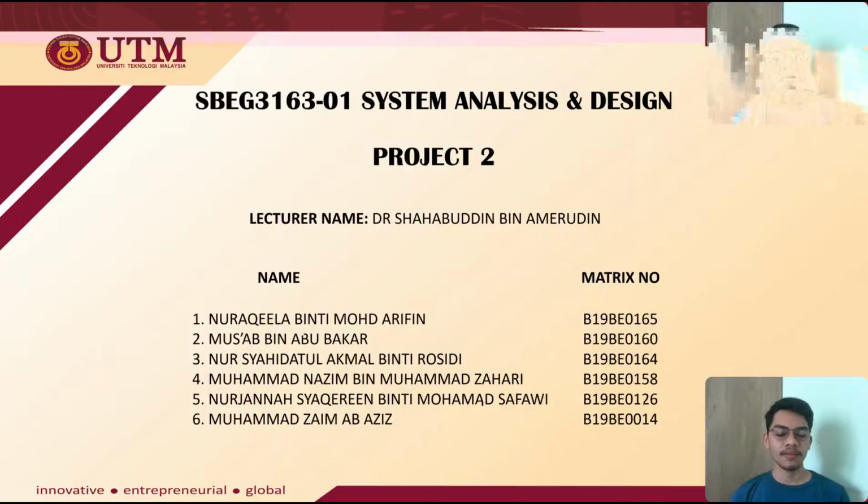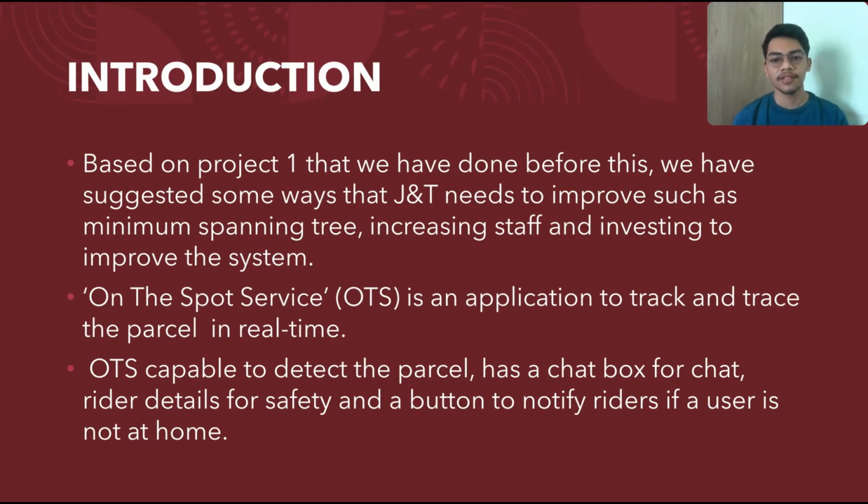Thank you. Based on Project 1 that we have done before, we suggested some ways that J&T needs to improve, such as minimum spend entry, increasing staff, and investing to improve the system. Based on our recommendation, we have created one system called the On-the-Spot service. On-the-Spot service is an application to track and trace the parcel in real time. OTS can detect the parcel, has a checkbox for checking, rider details for safety, and a button to identify the rider if a user is not at home.